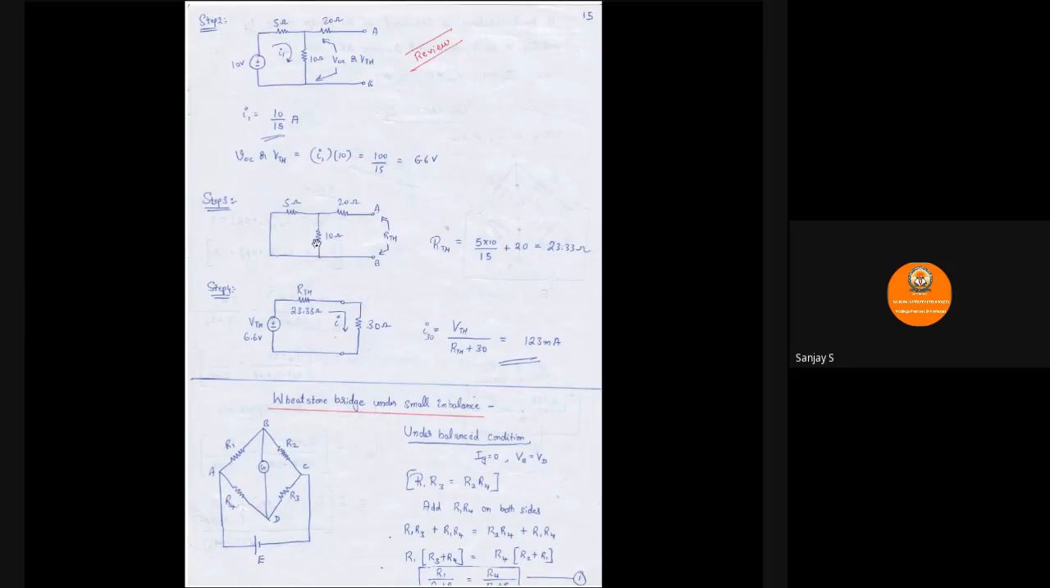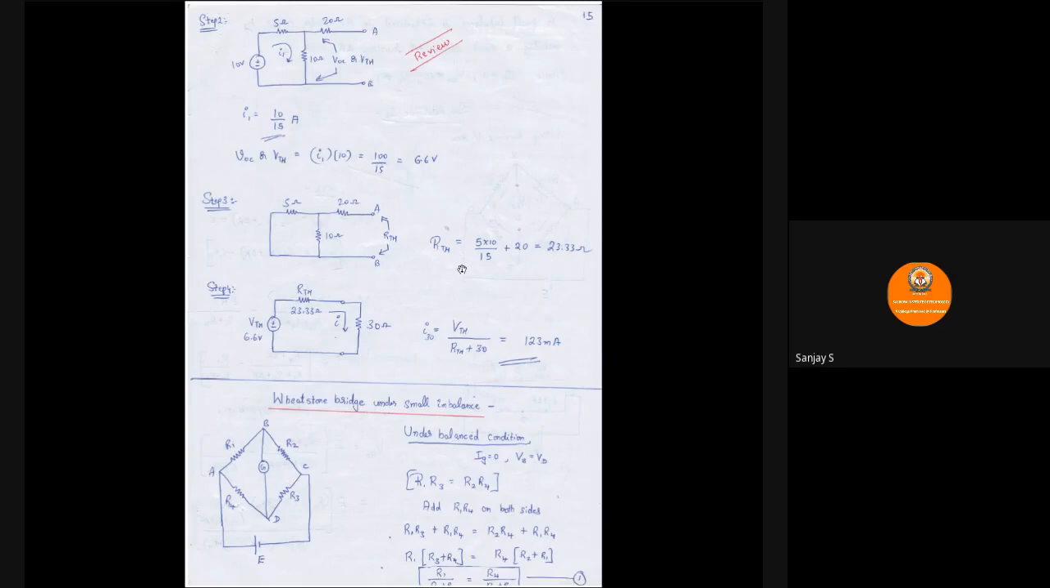Then the combination equivalent resistance will be in series with this 20 ohm. You very well know that whenever two resistors are connected in parallel, R1 R2 by R1 plus R2 will give you the equivalent resistance. So 5 into 10 divided by 5 plus 10. This will appear in series with 20 ohm. So 5 into 10 by 15 plus 20. So this will give me 23.33 ohms. You can calculate and check.